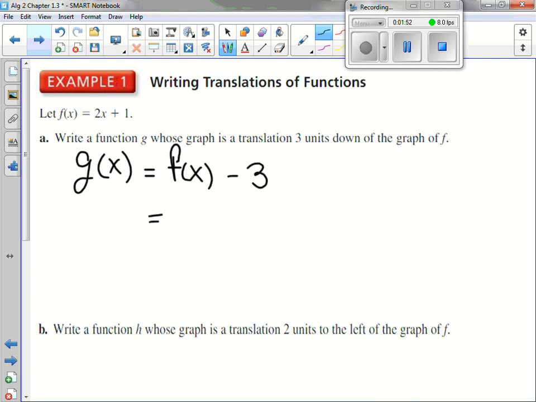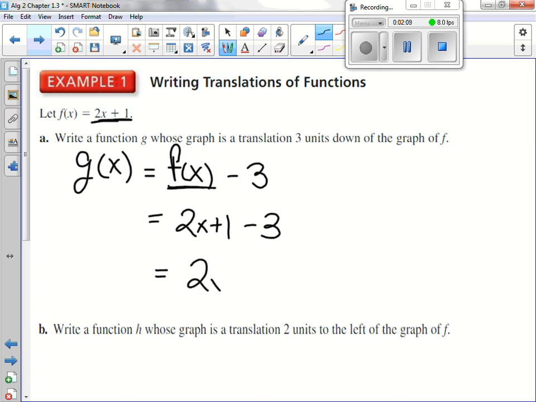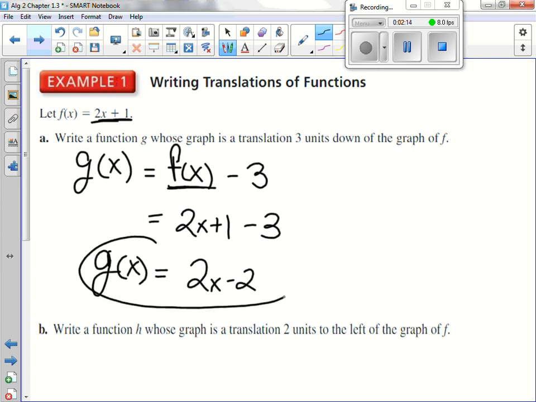Now, what is our function f of x? Our function f of x is 2x plus 1. So I'll write it in, 2x plus 1 minus 3. So we're going to subtract 3. Now, we won't subtract 3 from 2x because they're not like terms. We're going to do 1 minus 3. And 1 minus 3 is negative 2. And that's it. Our answer is that right there. So 2x minus 2 is a translation of 3 units down of our original function. And that's all we have to do for this here. That's it.